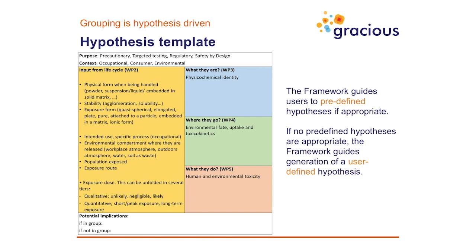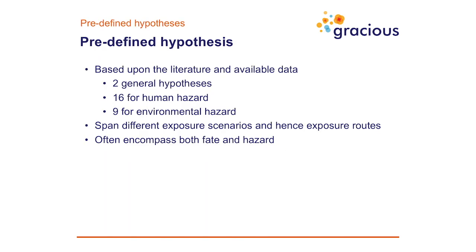Then we have in blue, green and pink what they are, where they go and what they do. These are terms that are used in the REACH annexes. What they are corresponds to physicochemical identity. Where they go corresponds to environmental fate, uptake and toxicokinetics, and what they do refers to the hazard both to humans and the environment. So we've used this predefined hypothesis template to formulate the hypotheses that are used within the framework, and this same template can be used by stakeholders to make their own user-defined hypotheses.